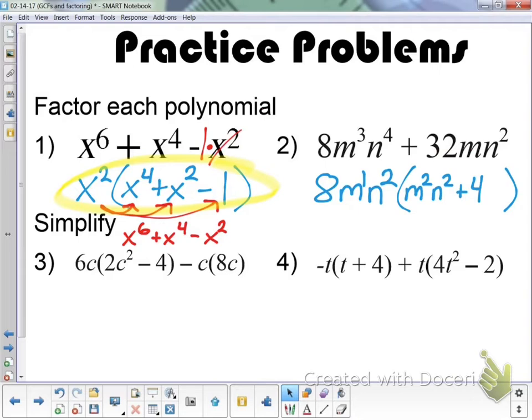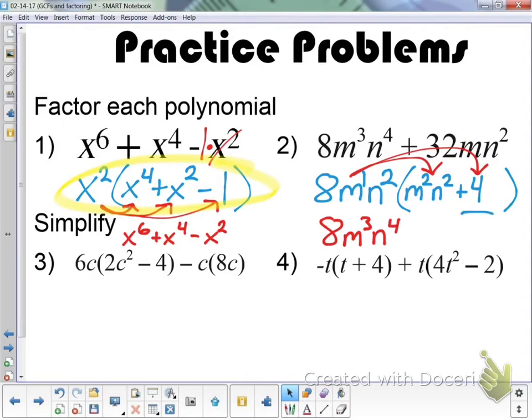But you can again check that this is correct by just using the distributive property to multiply the GCF of 8mn squared back into the polynomial. And 8 times 1 is 8. m1 times m2 is m3. N squared times n squared is n to the 4th.